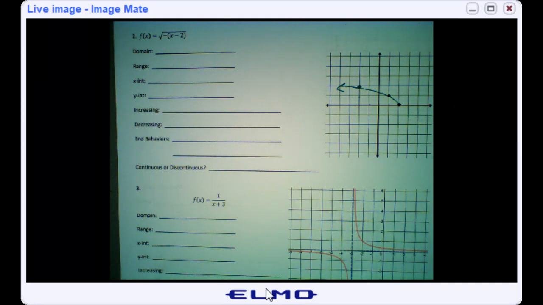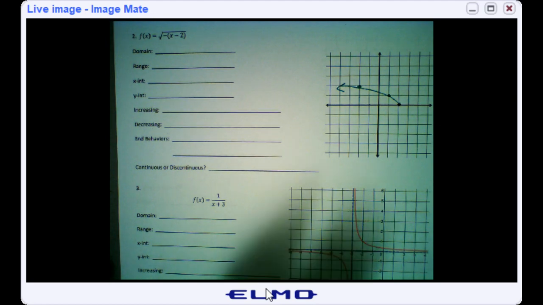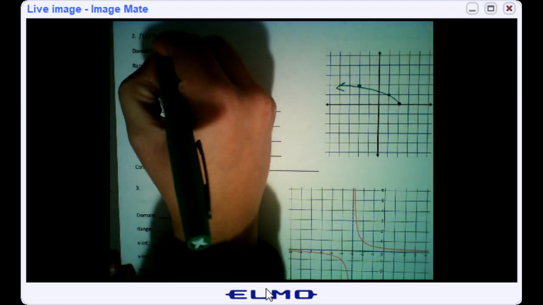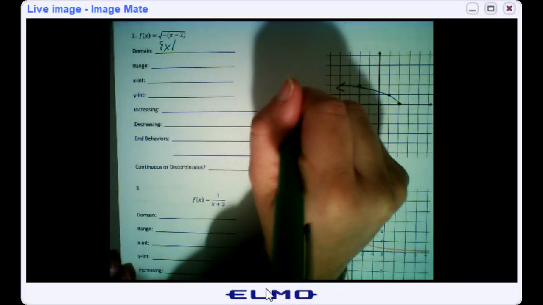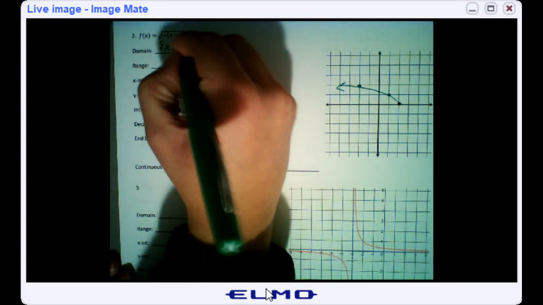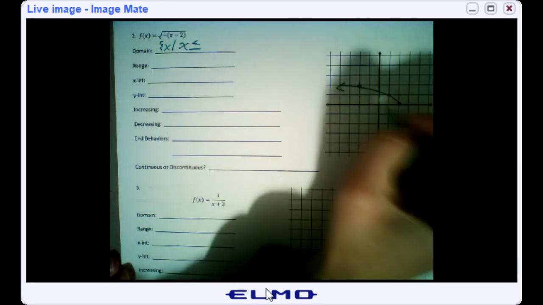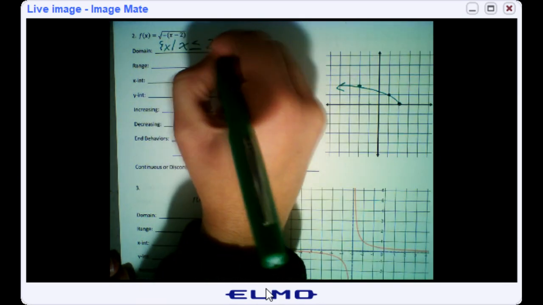So remember, domain means all my x values. So x such that, this time even though I go left forever, I can't go right forever. So x is going to be less than or equal to 2, the furthest right I can go. My range is talking about my y values.